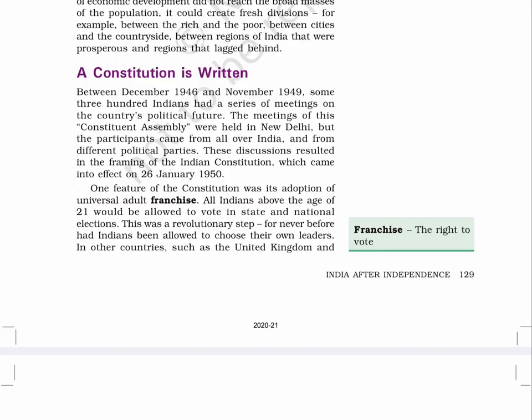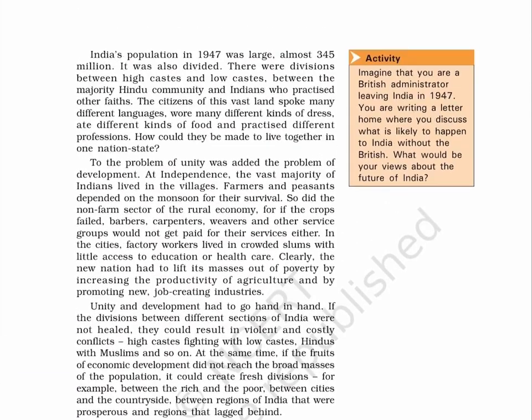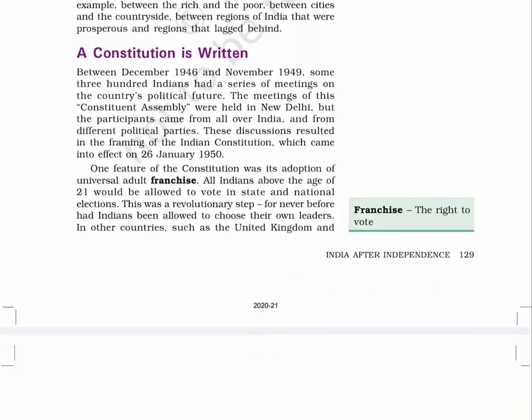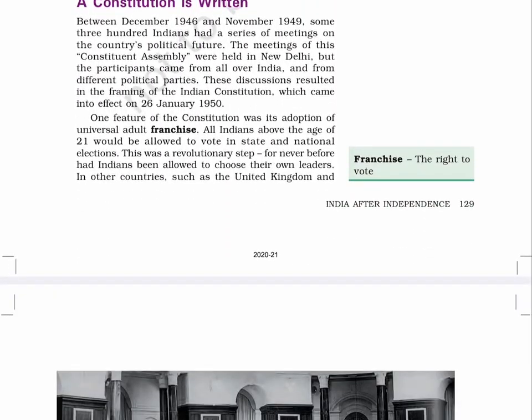Activity. Imagine that you are a British administrator leaving India in 1947. You are writing a letter home where you discuss what is likely to happen to India without the British. What would be your views about the future of India? What does franchise mean? It means the right to vote.